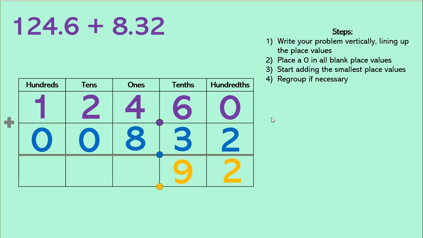Now, we're going to be adding the ones place. Remember that we need to regroup if necessary. 4 ones plus 8 ones is 12 ones. So the 2 is going in the ones place, and the 1 is carried over to the tens place. Here we have 2 tens plus 1 ten that we carried over is 3 tens, and 100 plus 0 hundredths is 100. Our answer is 132 and 92 hundredths.